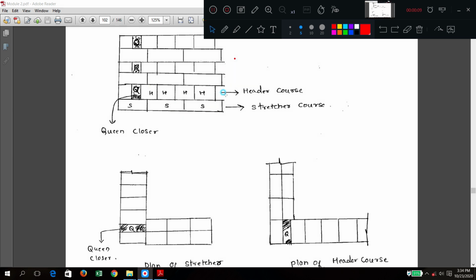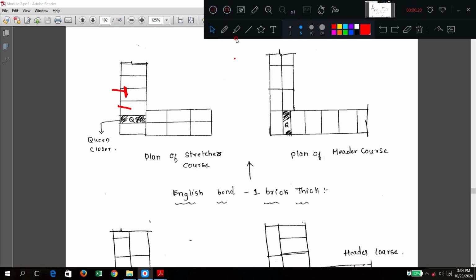In the previous class, we completed the English bond also. So, we will just go through this schematic representation. We have seen this diagram. One stretcher course, one header course, like this alternate courses will come. Plus, in each header course, there will be a first header and then a second queen closer, and this continues. Now, an important point we were discussing.